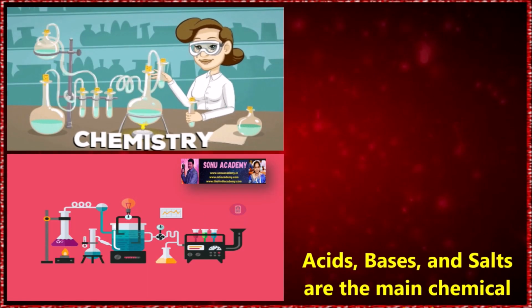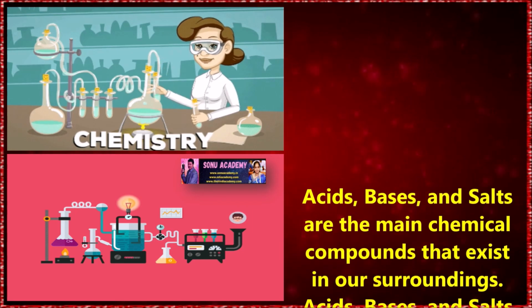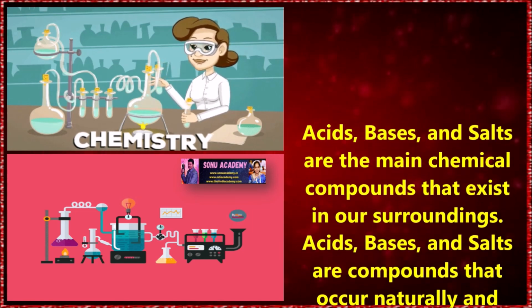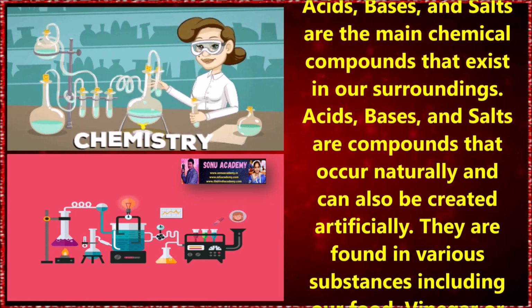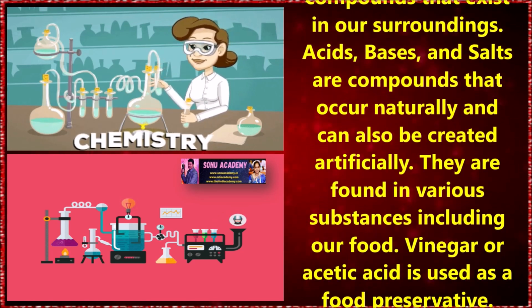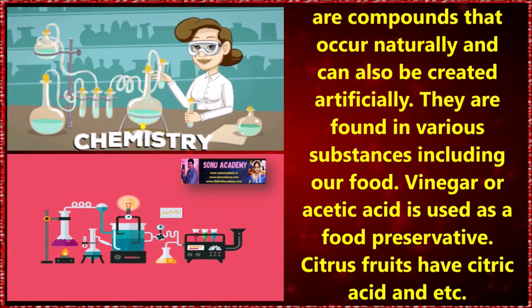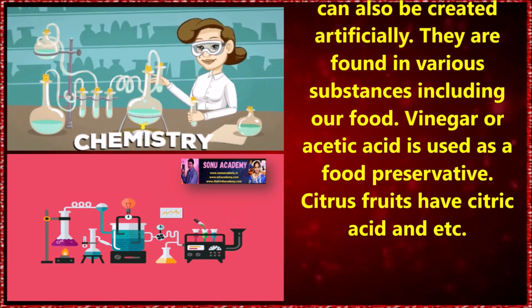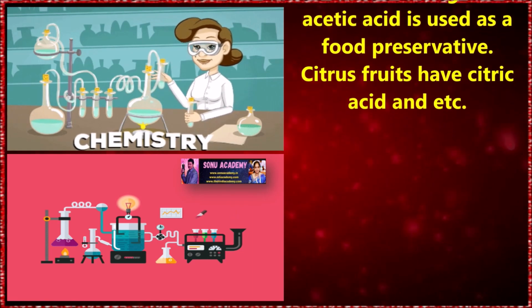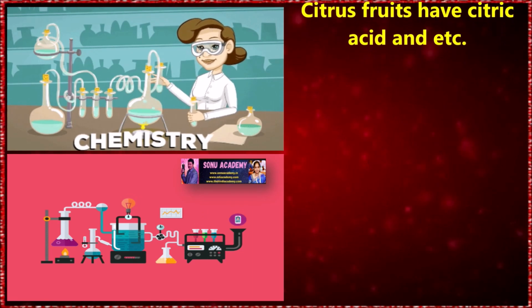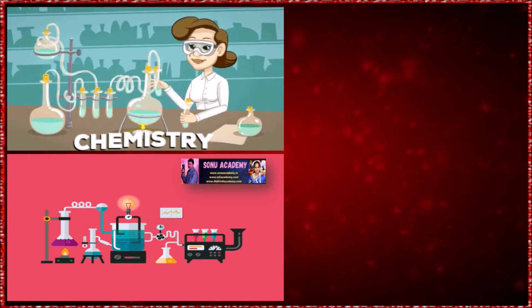Acids, bases and salts are the main chemical compounds that exist in our surroundings. They are components that occur naturally and can also be created artificially. They are found in various substances including our food. Vinegar or acetic acid is used as a food preservative. Citrus fruits have citric acid, and so on.